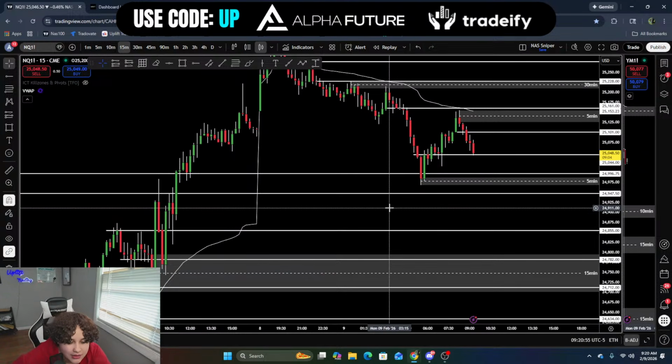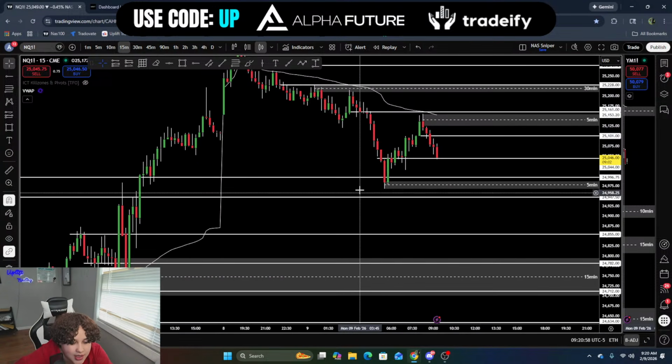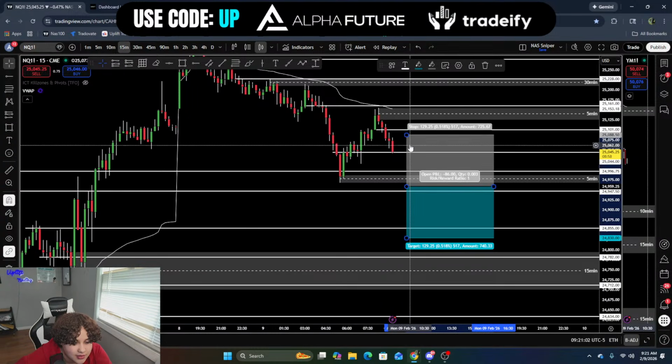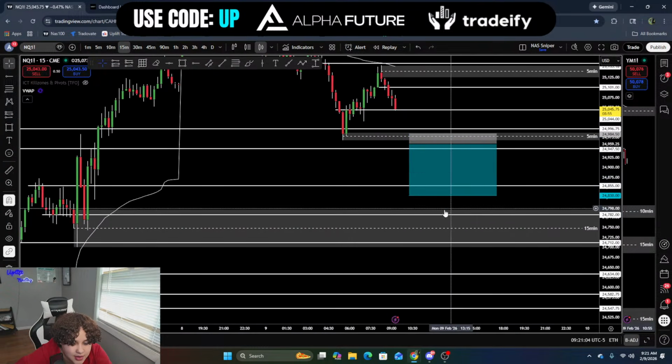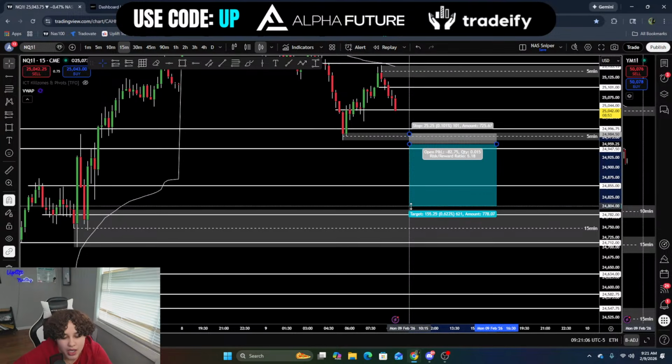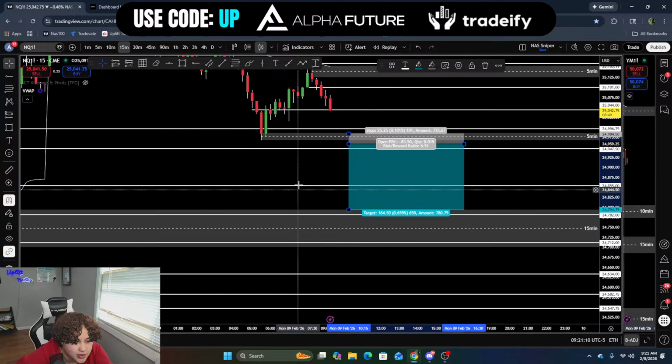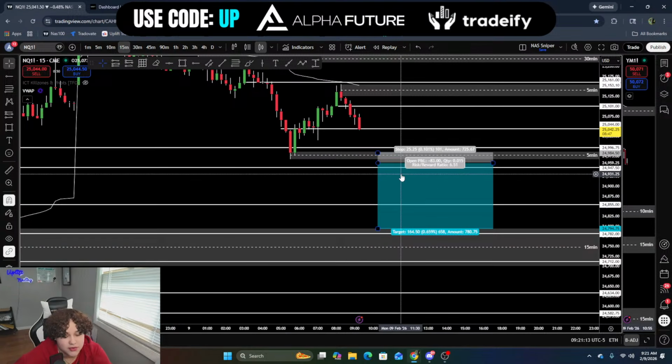But I do think if NASDAQ breaks these lows and stays below, that would be a good trade. If I was to be in the short, I would try to target this 15-minute demand zone. But it's a big move, so we'll really need to see a really good opening, really good volume.